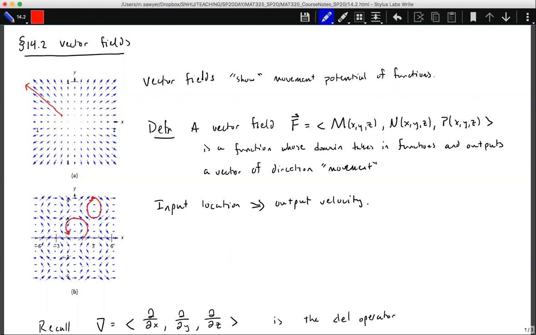So we define a vector field with a capital letter F to be a function of 2 or 3 or many variables. Here capital F is a function of m, n, and p, where m, n, and p are functions themselves of x, y, and z. So we input a location, and we output a velocity. A vector field is a function whose domain takes in a location and outputs a vector that gives a direction of movement.